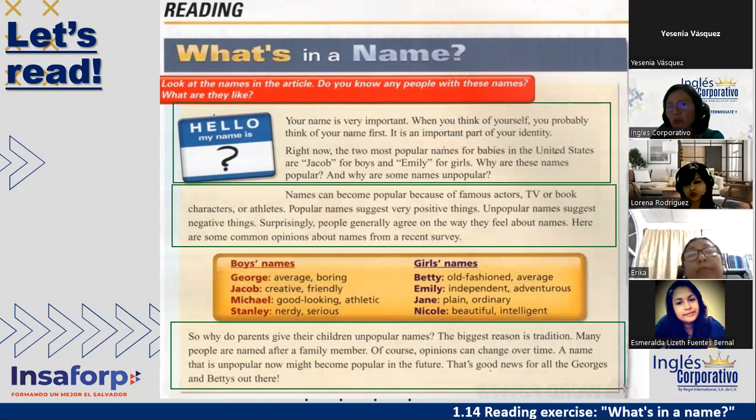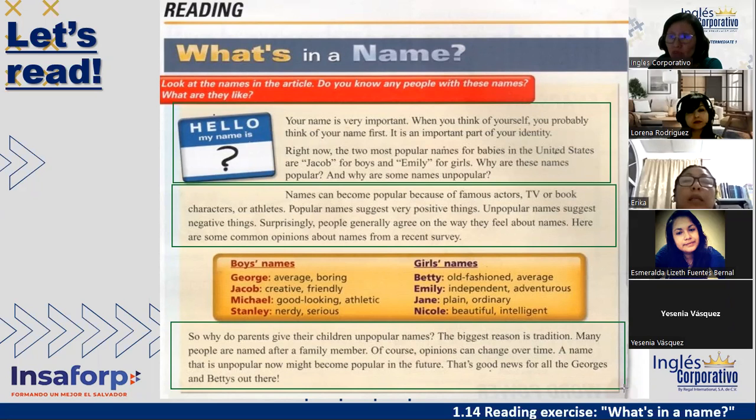Okay. So now I will read it again and let's go ahead and check the pronunciation of some words. Okay. So it says, what's in a name? What's in a name? Just don't forget that when you are asking questions, you need to give intonation, ¿verdad? Las preguntas hay que darles entonación de preguntas, si no sigue como que fuera una oración, affirmative sentence, right? Entonces, what's in a name?